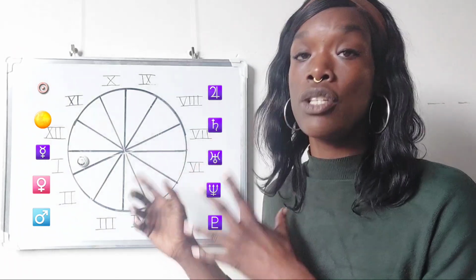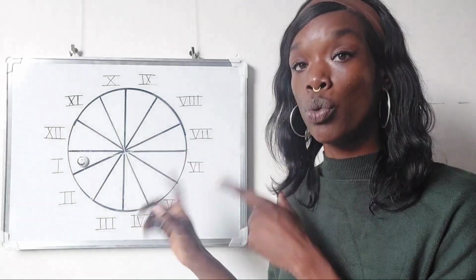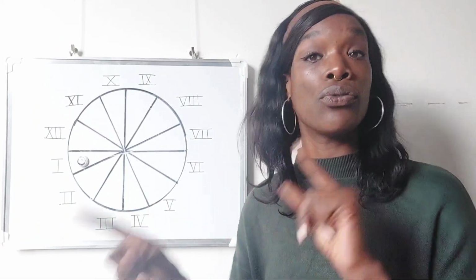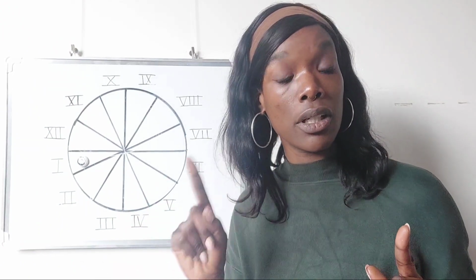And we have 10 bodies and 12 houses. So sometimes we do have an empty house, and that's when we look at the ruling planet of the sign which rules that house. But I talked about that in the planetary video. So first we mastered that, and then we come to this.